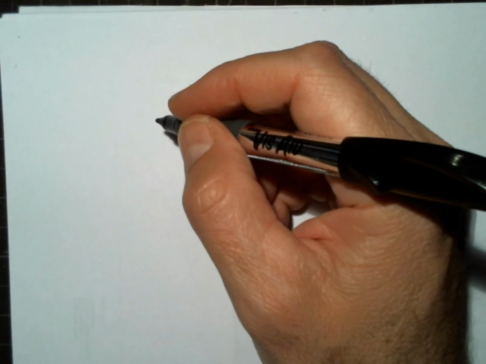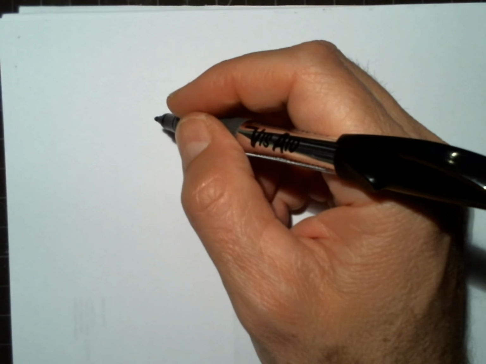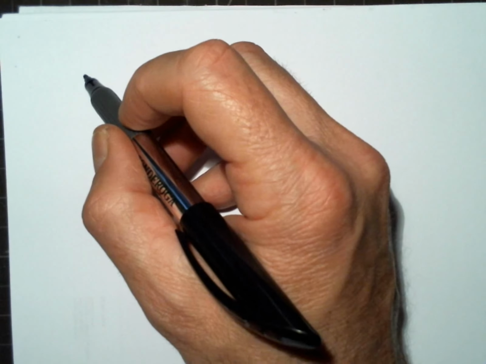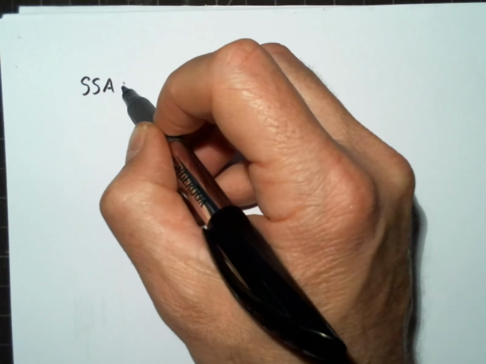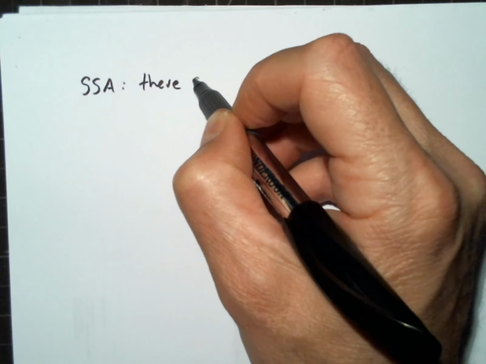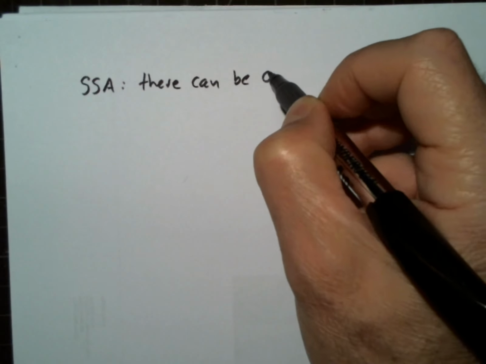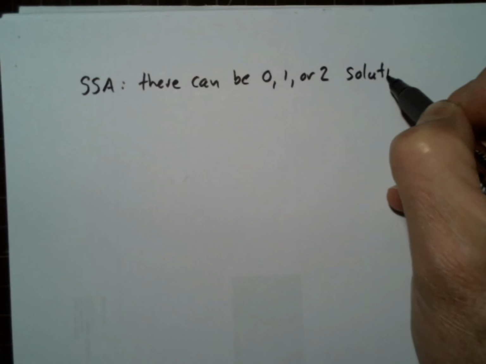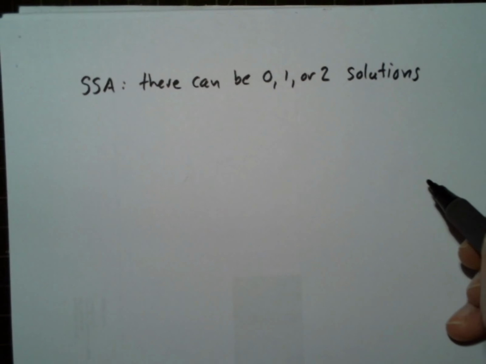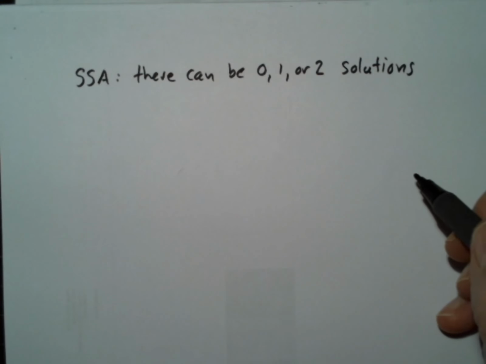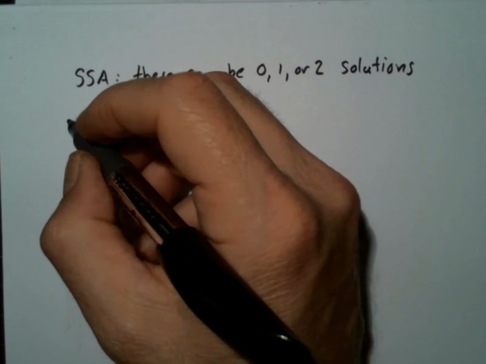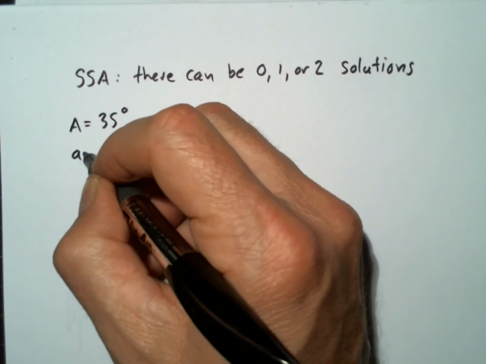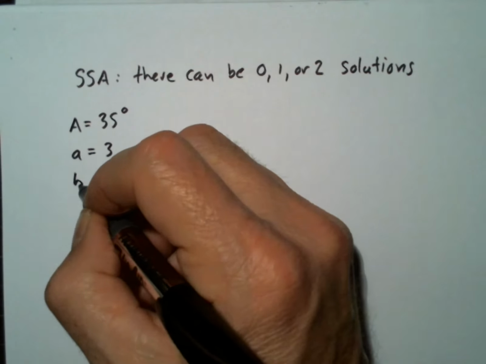And let's see how there can be more than one or less than one solution, and that's with side-side-angle. Here a solution is a triangle that can be drawn with the given characteristics. So if we have angle A is 35, side A is 3, side B is 10.